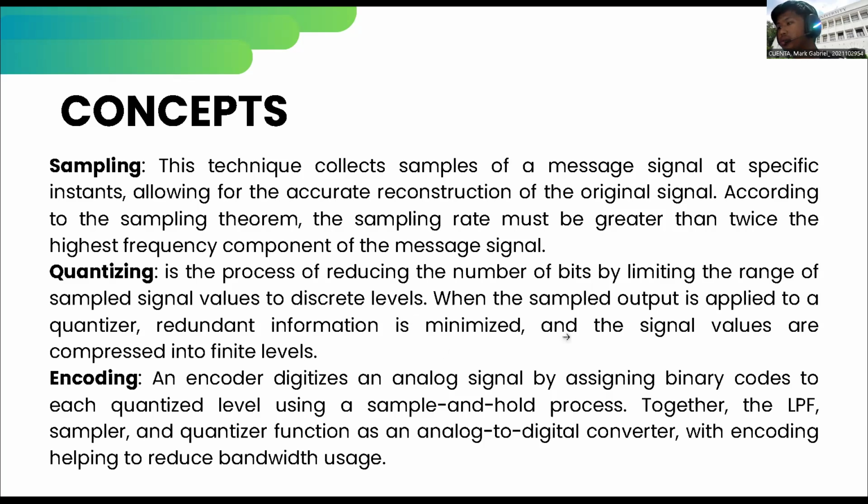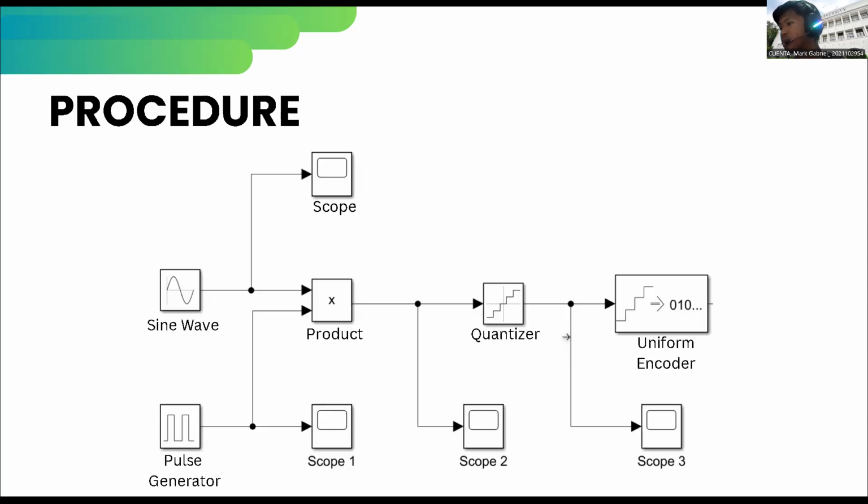Moving on to the procedure or the block diagram. In this experiment, we use a block diagram consisting of a sine wave generator, pulse generator, product block, quantizer, and encoder. The sine wave represents the analog input, while the pulse generator is used for sampling. The signal then passes through quantization and encoding stages to produce a digital output.